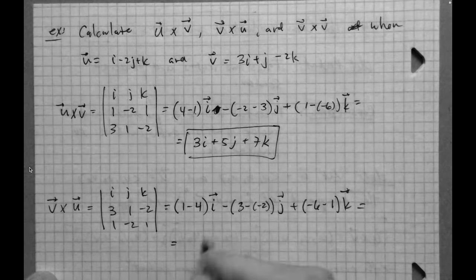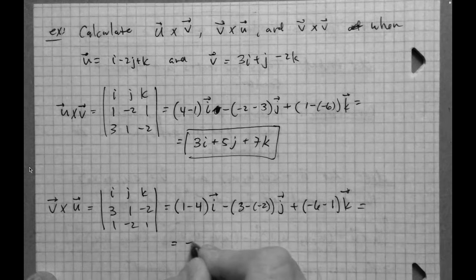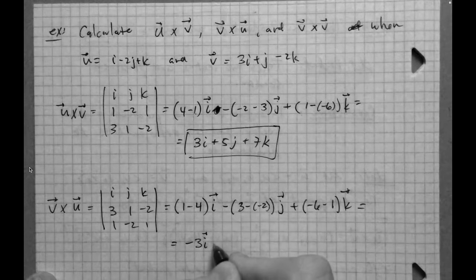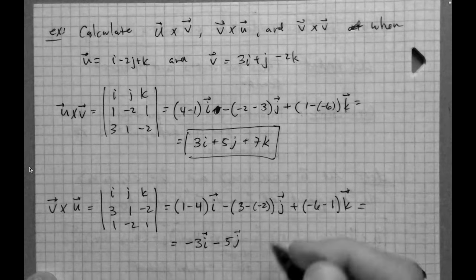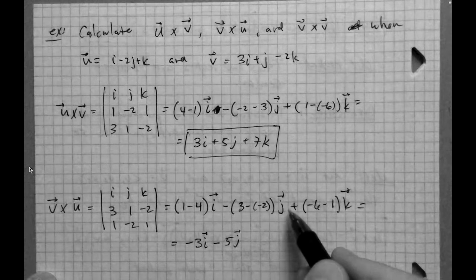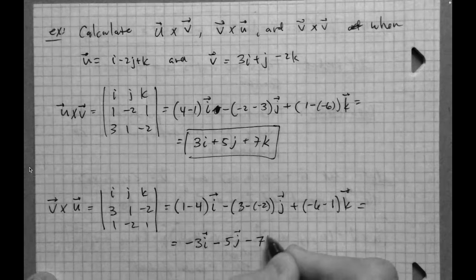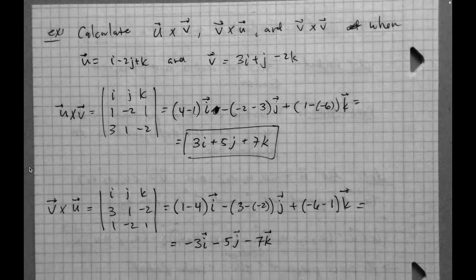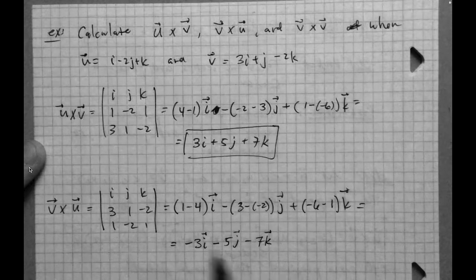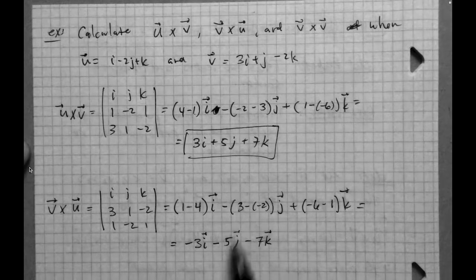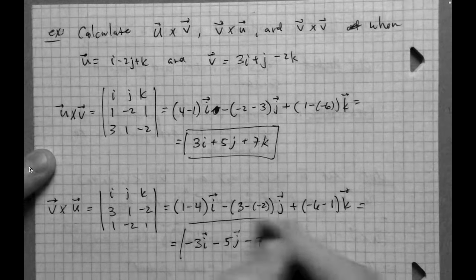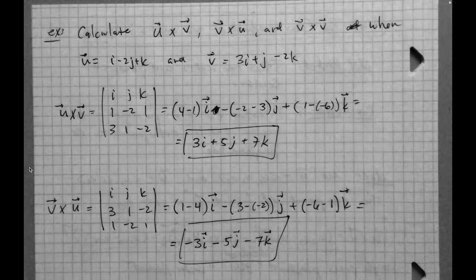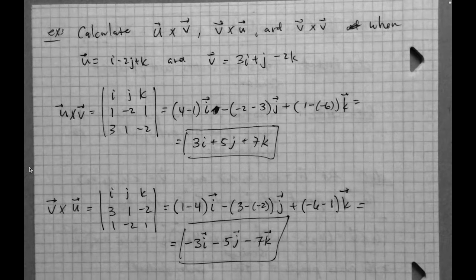Now it's negative 6 minus 1. Okay, and so what do you get? Well, you get negative 3i minus 5j, and then what's the last one? Minus 7k. Okay, so it kind of looks like u cross v and v cross u have this relationship where one is the negative of the other. Right, you can kind of see that. This is definitely not a proof, but it's a demonstration that in a specific case, at least it looks like that's what's going on.